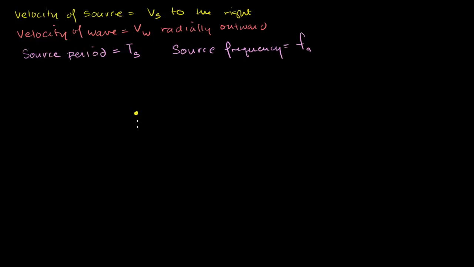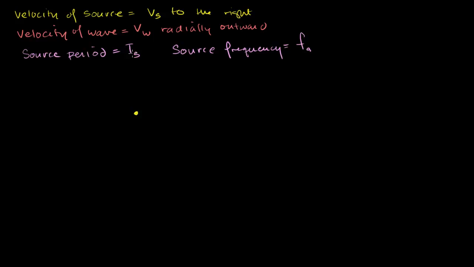So let's think about what's going to happen. Let's say at time equals 0, he emits that first crest, that first pulse. So he's just emitted it. You can't even see it because it just got emitted. And now let's fast forward t seconds. Let's say that this is in seconds. So every t seconds, it emits a new pulse.